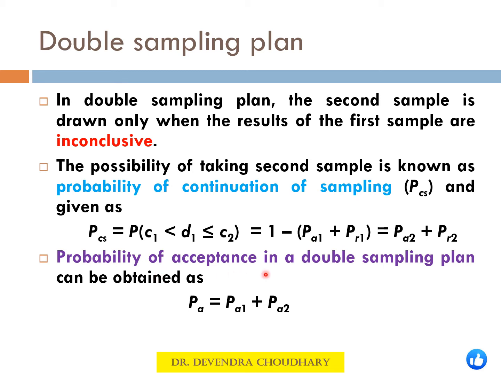So the probability of acceptance of a lot in a double sampling plan is PA, and it is the sum of PA1 plus PA2, where PA1 is the probability of accepting the lot after first sample and PA2 is the probability of accepting the lot after second sample.